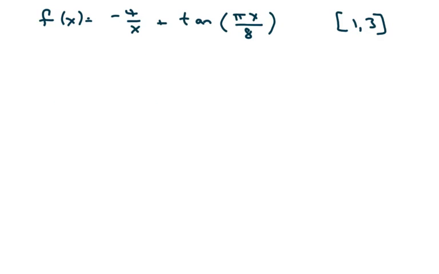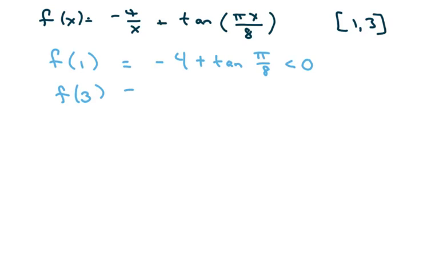And the last one, we're going to do the same thing. We're going to try f of 1 and f of 3. So f of 1 equals negative 4 plus tan of pi over 8, and this is less than 0. And f of 3 is negative 4/3 plus tan of 3 pi over 8, and this is greater than 0.